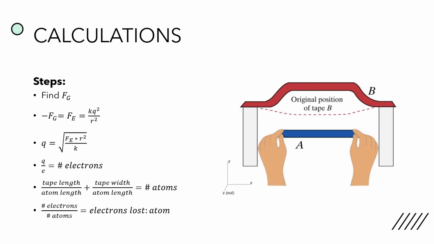So to actually calculate the various answers that I need, such as the charge, number of electrons, etc., I first found what Fg was. I set that equal to the electric force. I solved for Q to find the actual charge value, divided it by the charge per electron to find the number of electrons. And then to find the number of atoms, I just followed this formula. And then to find the ratio between electrons lost to atoms on the tape, I just divided the number of electrons from this equation by the answer from this equation.